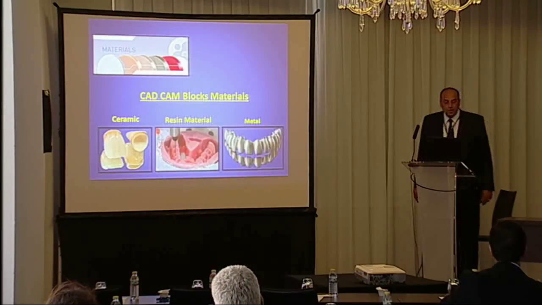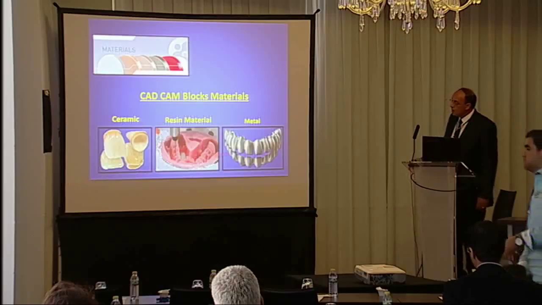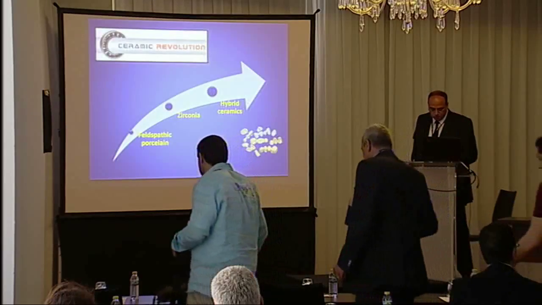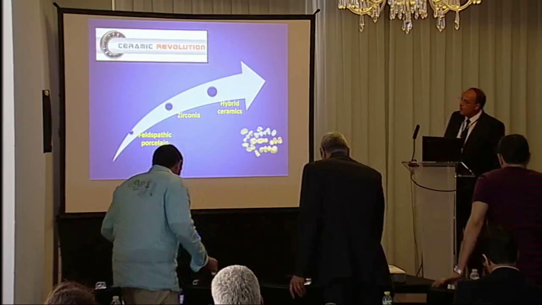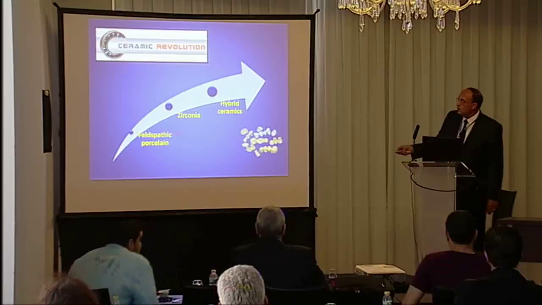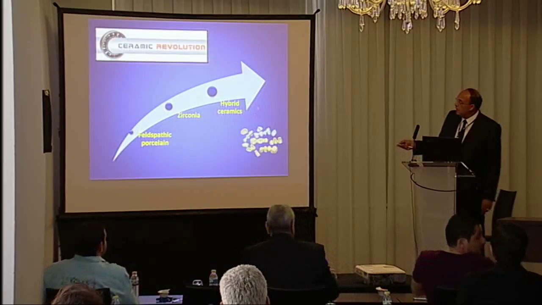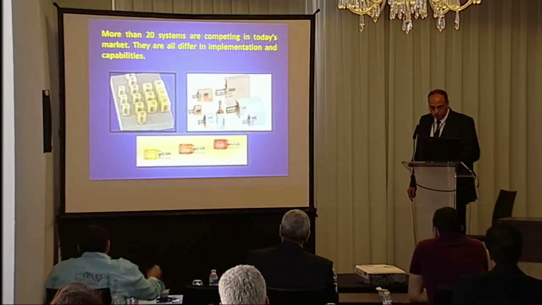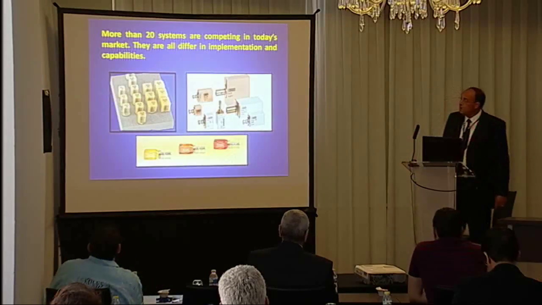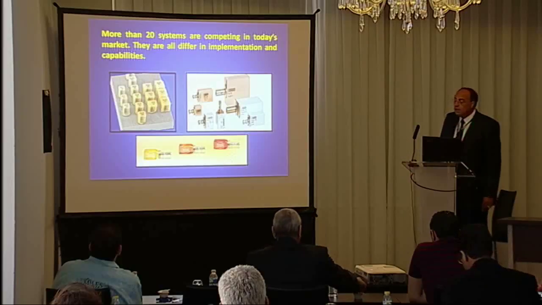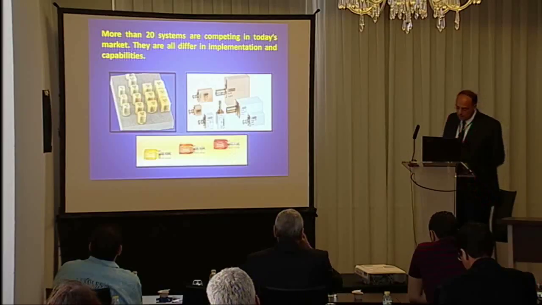The materials of CAD/CAM blocks may be ceramics, resin material, and metal. The ceramic revolution started with feldspathic porcelain, then zirconium, and finally hybrid ceramics. More than 20 systems today are competing in the market. They are all different in implementation and capabilities.